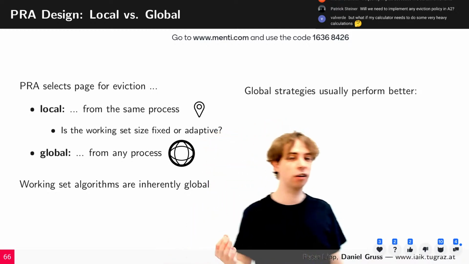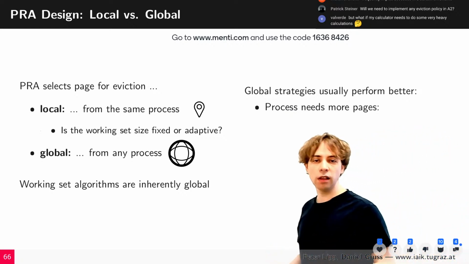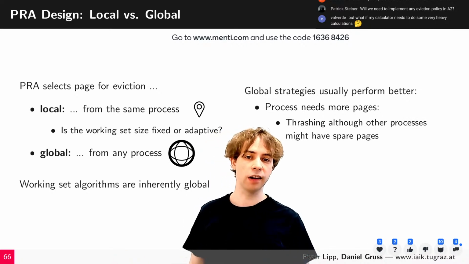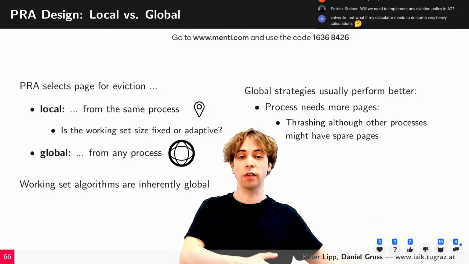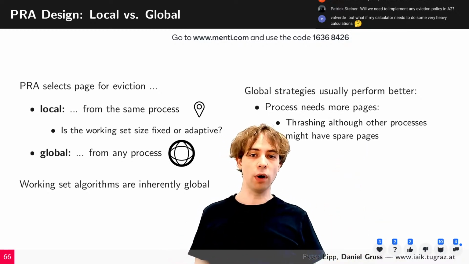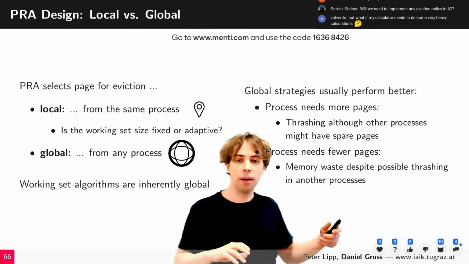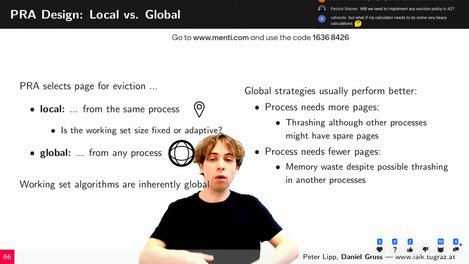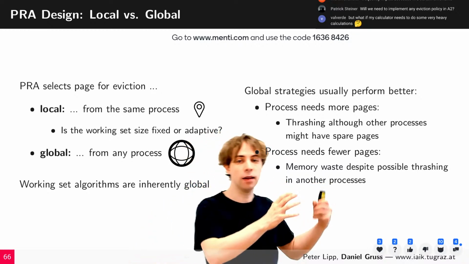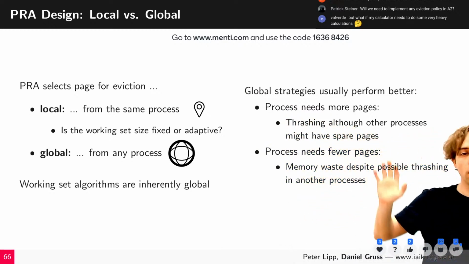Global strategies are generally performing better. If the process needs more pages, then you might have thrashing, although other processes still have spare pages if you use a local strategy, right? Or if the process needs fewer pages with the local strategies again, then the memory might be wasted, although another process might be thrashing already. So global strategies perform better because local strategies have these problems.